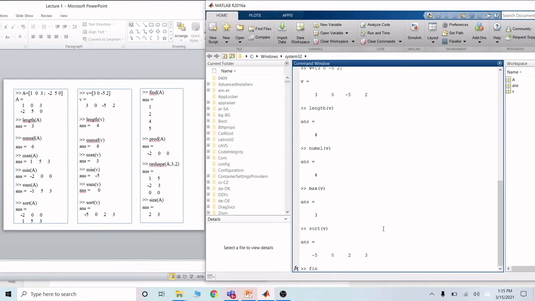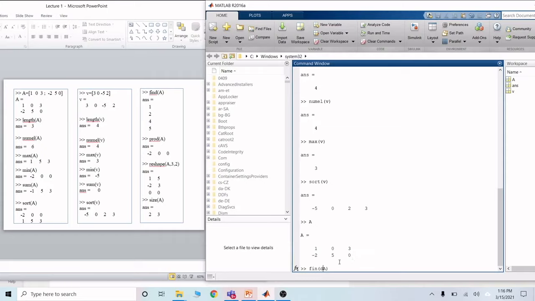Now find A. What was A? If you want to see what A was, type A and then enter. A is this. Okay. find A means the indices of non-zero elements. MATLAB assigns 1 to the first element and goes column-wise: first element 1, second element -2, third element 0, fourth element 5, fifth element 3, and sixth element 0.